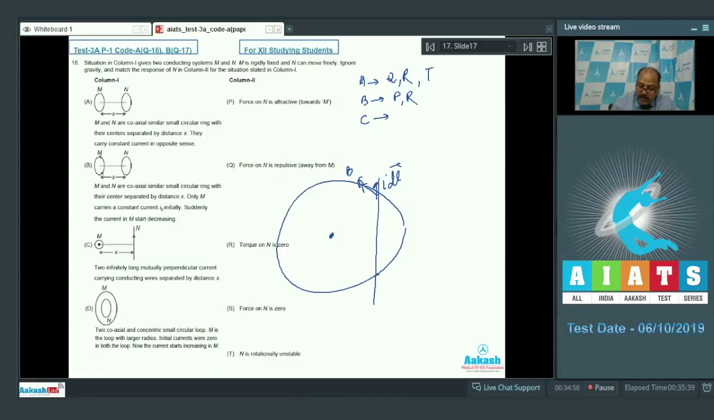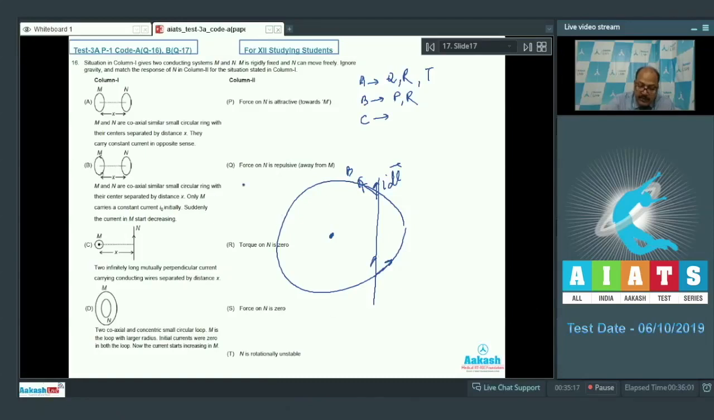If I look at this point, I dl cross B is in the inward direction. Okay, so that means the two forces are equal and opposite. By symmetry, the net force will be 0, but there will be a torque, right?